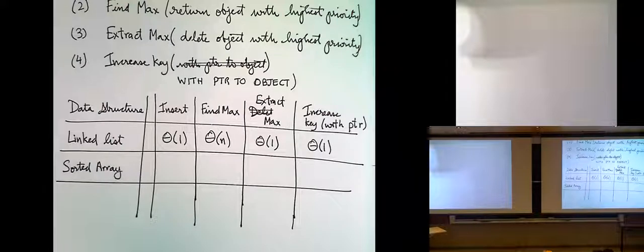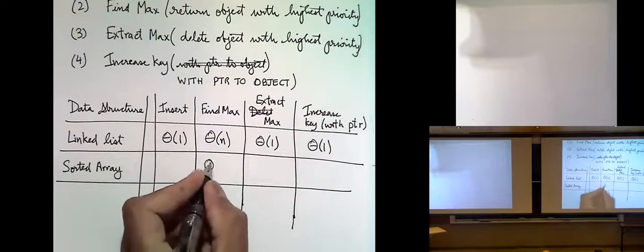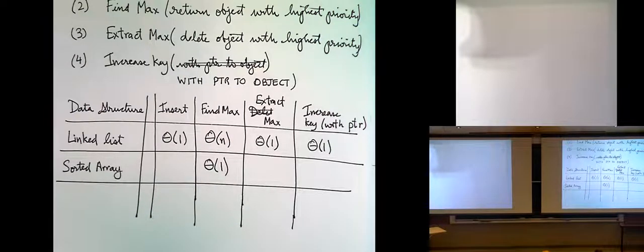By the key. Yes. Theta 1, right? Because you could sort it in decreasing or increasing order, whichever one, and you know it's at the ends. So you could just keep track of a single pointer. Does that make sense? So find max is theta of 1.